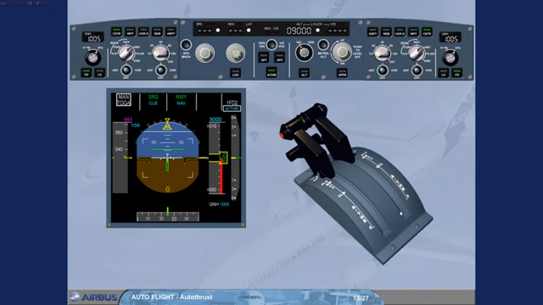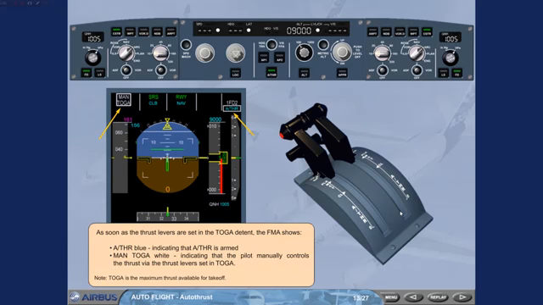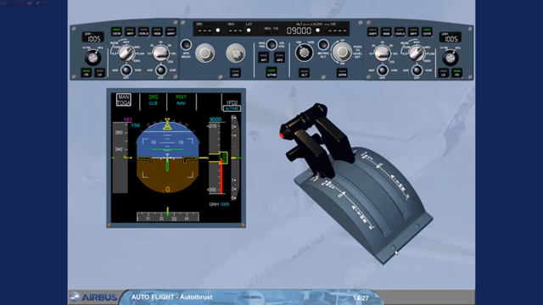As soon as the thrust levers are set in the toga detent, the FMA shows Autothrust in blue, indicating that autothrust is armed. Manual toga in white indicates that the pilot manually controls the thrust via the thrust levers set in toga. Note, toga is the maximum thrust available for takeoff. At the same time, on the FCU, the autothrust push button light illuminates in green.